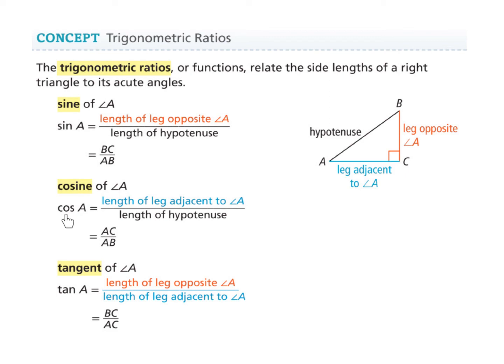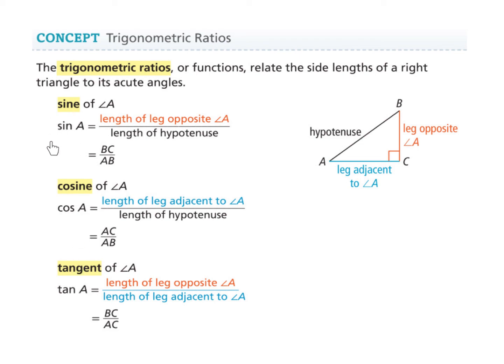So when we see that, we don't say cos, we say cosine of A. And then finally, we have the tangent ratio as well. The tangent ratio of an angle is a fraction with the opposite leg on the top, and the adjacent leg on the bottom. So the tangent, we don't say tan, we say tangent of angle A for this picture would be BC divided by AC, opposite leg divided by adjacent leg. And those are our three trigonometric ratios.